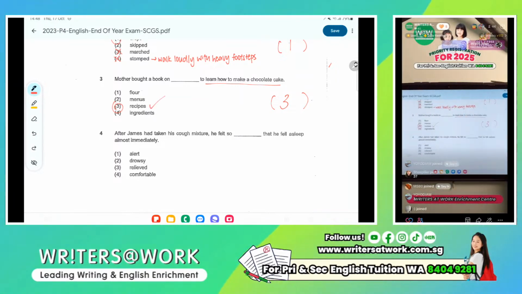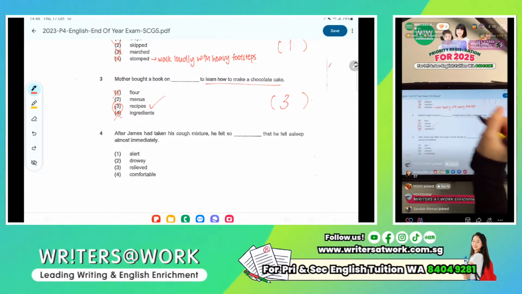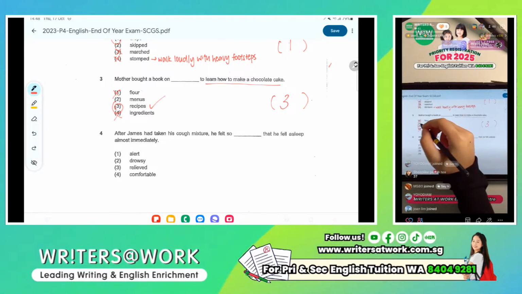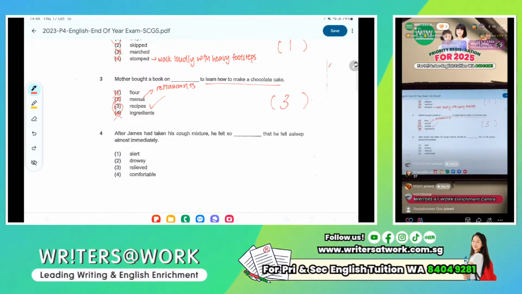It is correct because it is not flour, because this is an ingredient. And it's definitely not ingredients nor menus. Menus is something you get in restaurants, right? So this is wrong. So it is a book of recipes. Okay, hi Yo-Yo Dan.